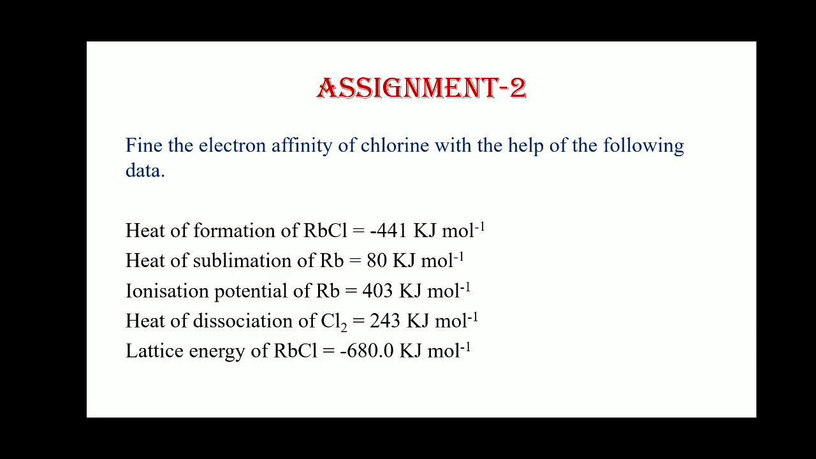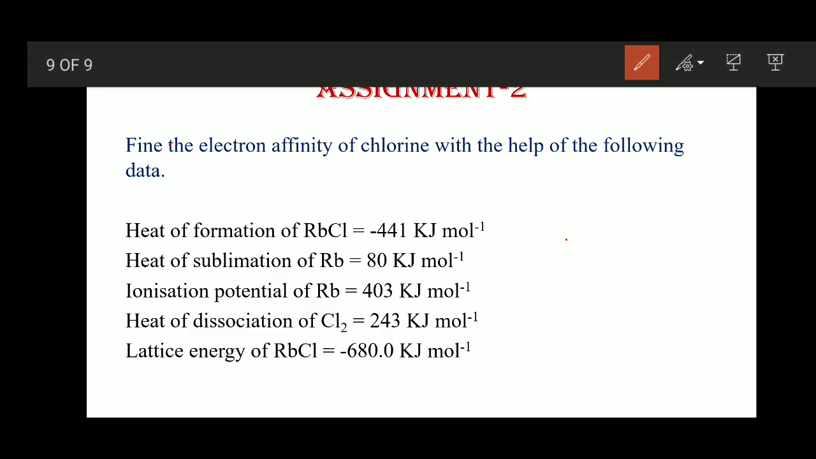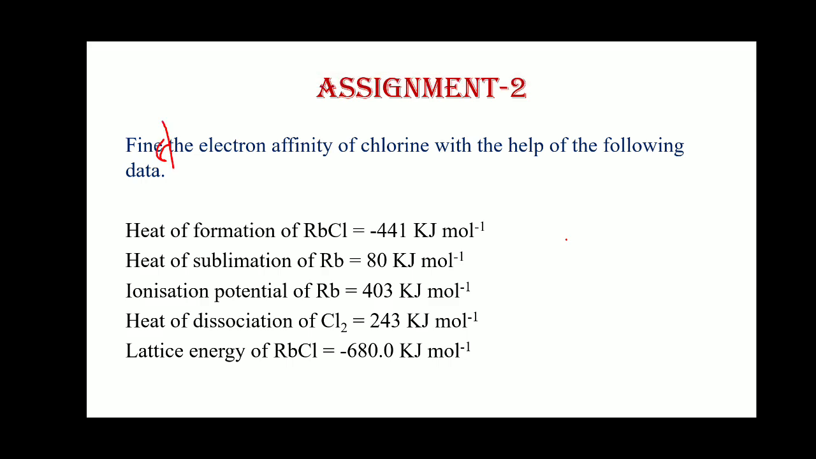You have to find the electron affinity. Here it is written by mistake as find, you have to change it. So find the electron affinity of chlorine with the help of the following data. Heat of formation of rubidium chloride is minus 441 kilojoules per mole. Heat of sublimation of rubidium is equal to 80 kilojoules per mole. Ionization potential of rubidium is 403 kilojoules per mole. Heat of dissociation of Cl2 is 243 kilojoules per mole. Lattice energy of rubidium chloride is equal to minus 680.0 kilojoules per mole.